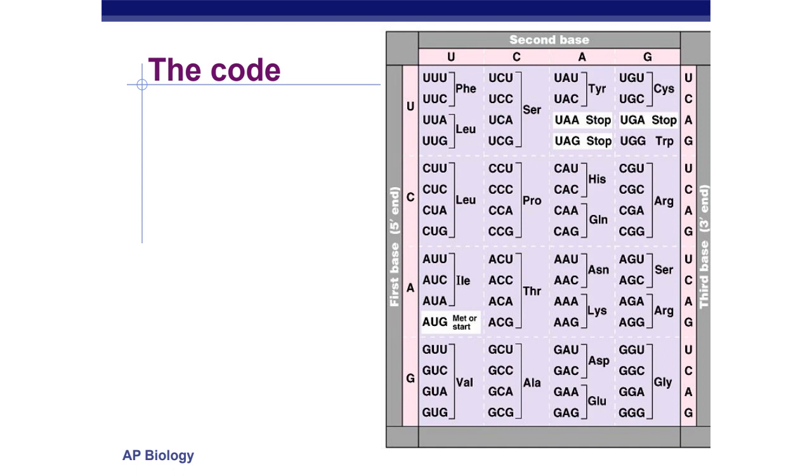Okay, so let's look now at how we use those codons to actually determine the amino acid that it's coding for. So we're going to use what we call a codon chart. A codon chart always has to be used with messenger RNA. You can't use it with DNA. So for the codon chart, let's make a little mRNA strand here.